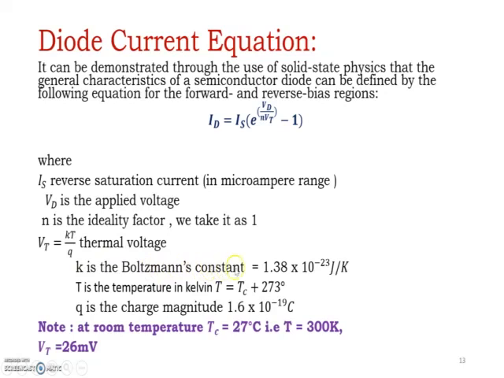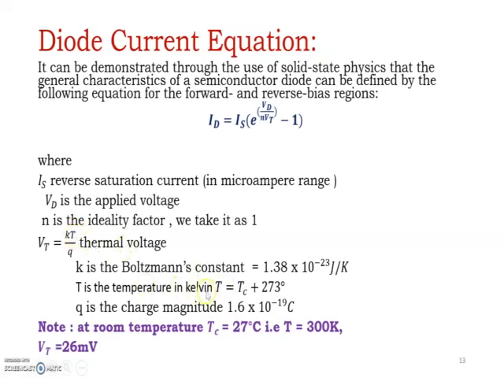K is the Boltzmann constant. We know this value, 1.3 × 10 power minus 23 joules per Kelvin. T is the temperature. A very important point is that the temperature we are going to use is in Kelvin. We are using two units for temperature: one is the Kelvin scale, another is degree Celsius. But note on this point, this T we are going to use in Kelvin.